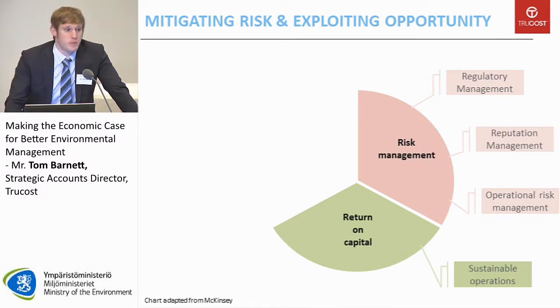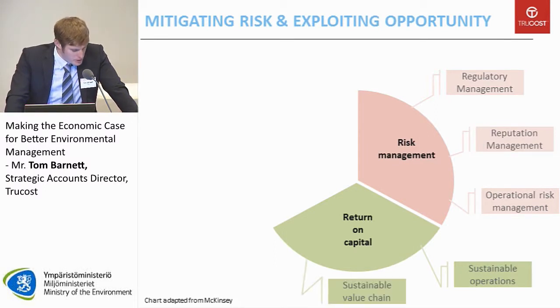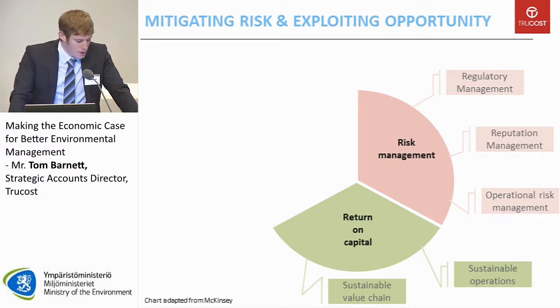Sustainable value chains, obviously important to look outside of the operations. This is about improving, managing and reducing impact throughout the supply chain. A great example of this is Walmart, who have achieved, since 2006, over $12 billion of global supply chain savings through their packaging scorecard and reducing packaging down the supply chain.